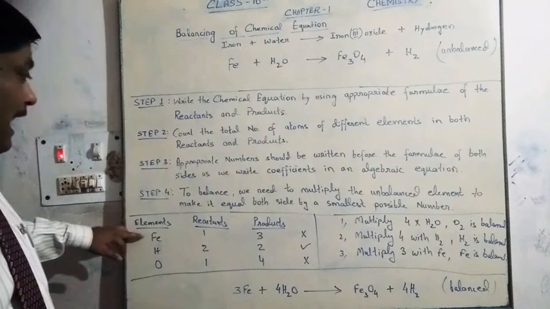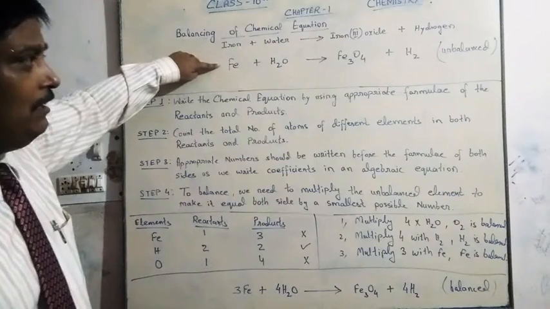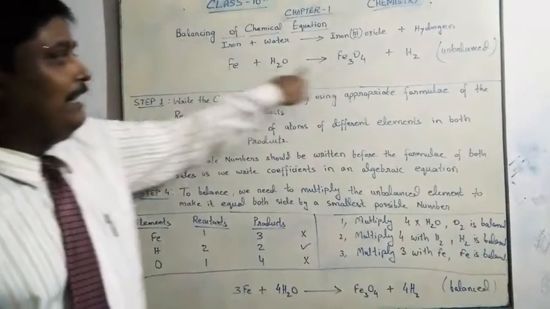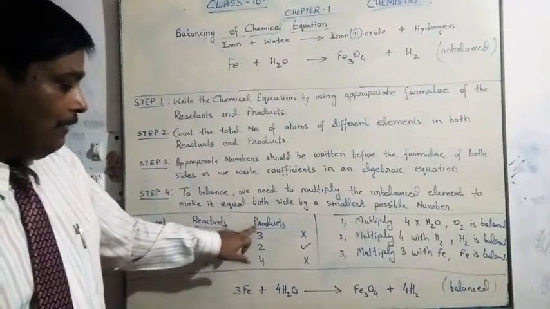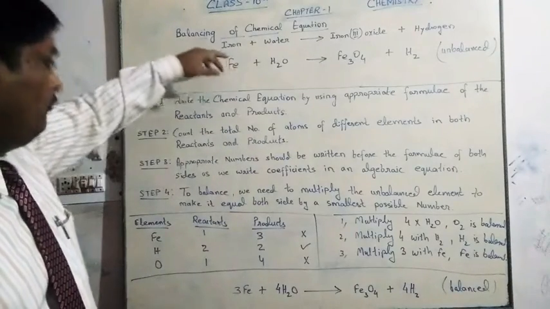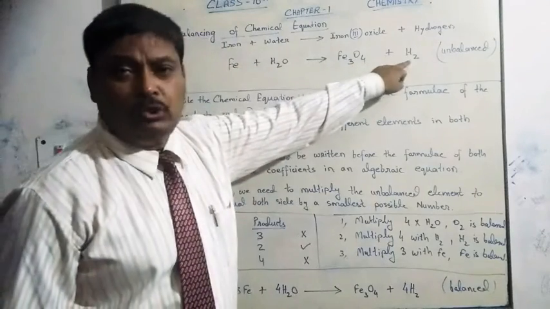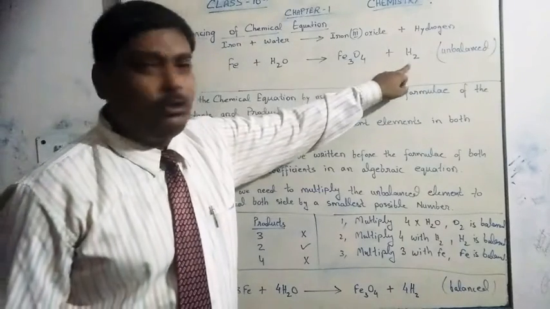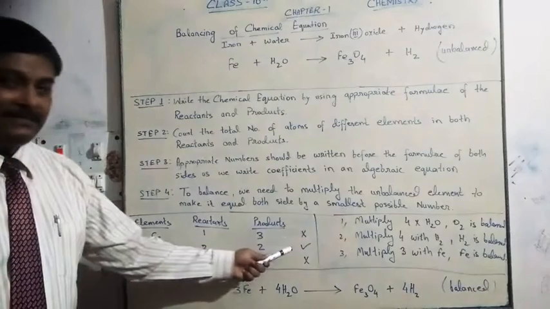In this you can see iron. In the reactants we have only 1 atom of iron, while in the product we have 3 atoms. Next element is hydrogen. Here it is 2, while there it is also 2. In the reactants the number of atoms of hydrogen is 2, and in the product also 2. Hydrogen is 2 on both sides, so that is balanced.